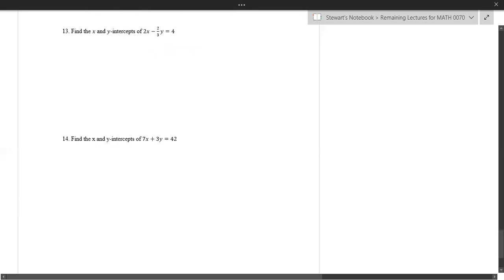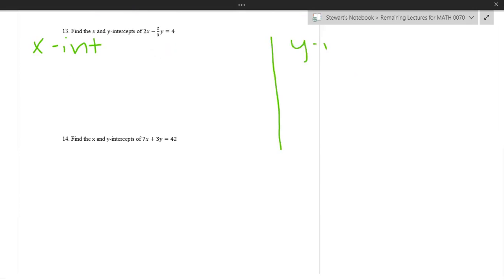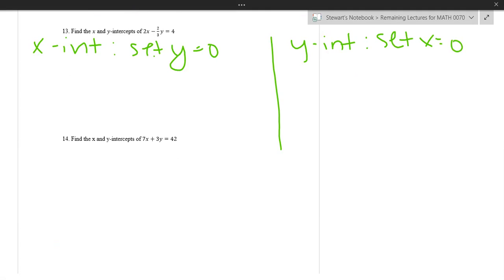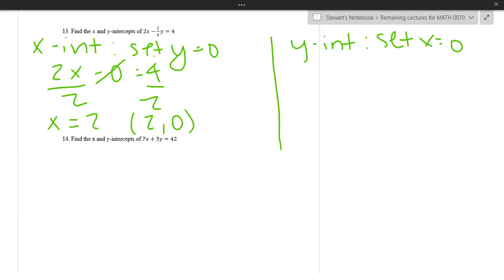So now we're finding the x and y intercepts here. Once again, y equals 0 for the x-intercept. Then we have 2x minus 0 is equal to 4. So we're just going to divide by 2, so that x is equal to 2. So then our x-intercept is the point (2, 0).